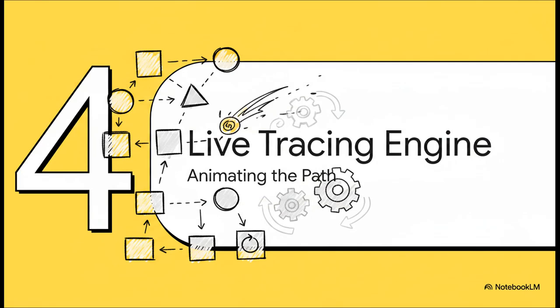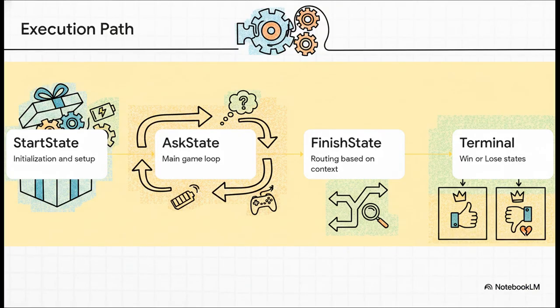Section 4. Live tracing the engine, animating the execution path. To really make this click, let's walk through our game FSM state by state. We initialize right at the start state, which sets things up and passes the baton. Then we drop into our main game loop in the ask state. We go ask again as it loops back on itself handling user input. When the loop finally breaks, it hands off to the finish state, which inspects our context and smoothly routes us into our terminal WinState. It is completely seamless.